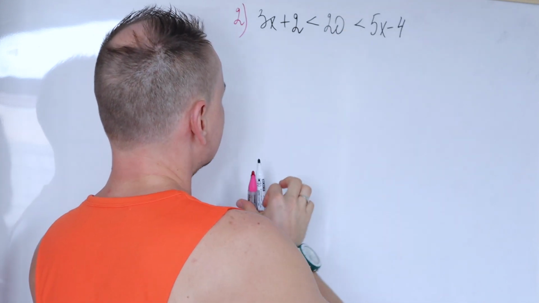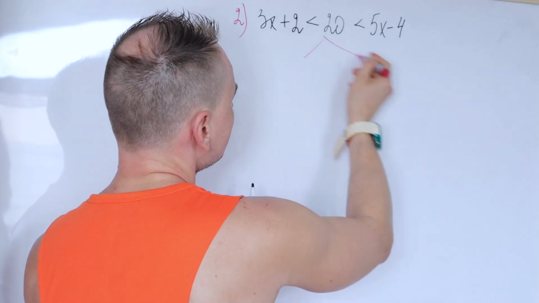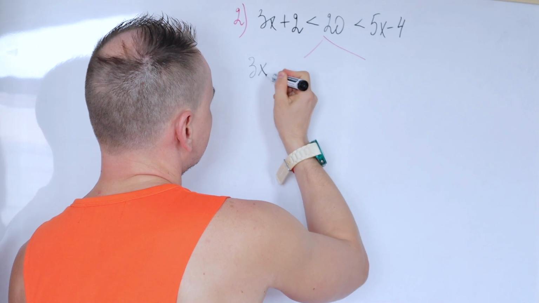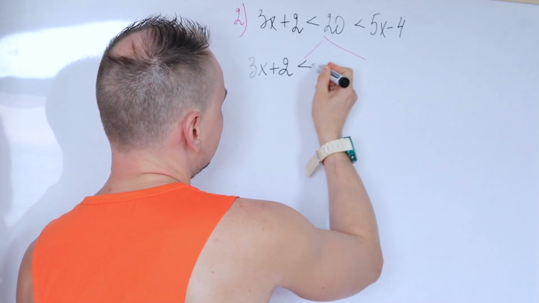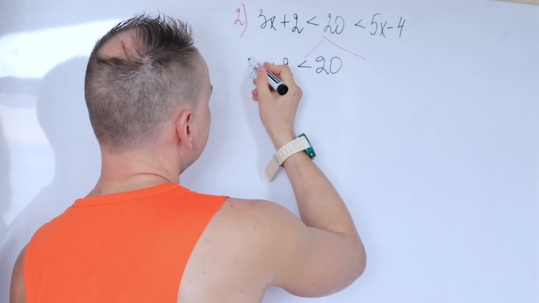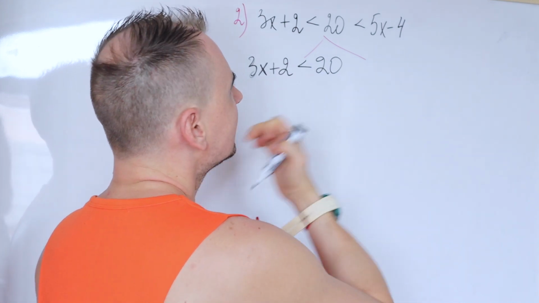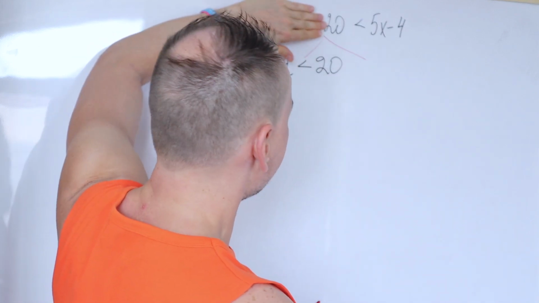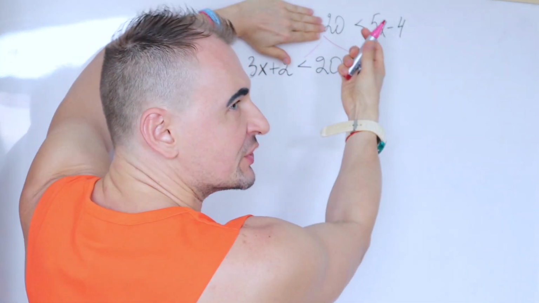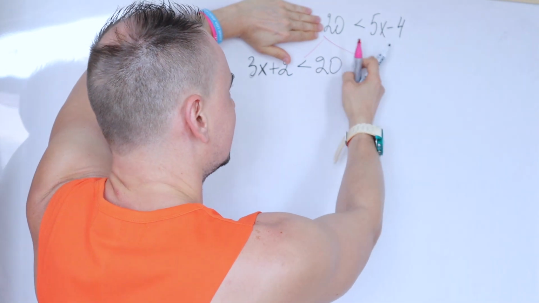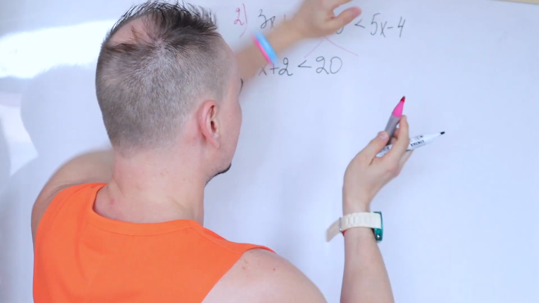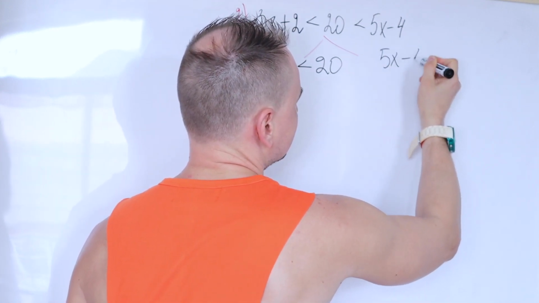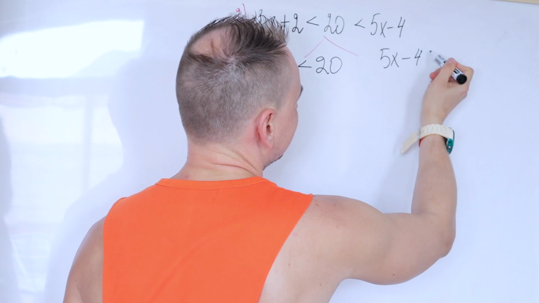So it becomes just the first one, 3x plus 2 less than 20. This is the first inequality. And the second one, you hide that part, and I'm going to switch the order and rewrite it in the reverse order. So it's going to be 5x minus 4 greater than 20.